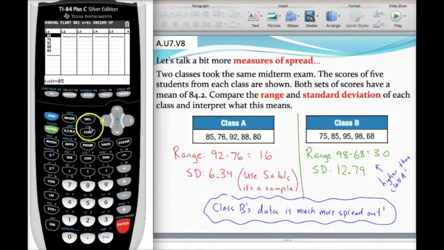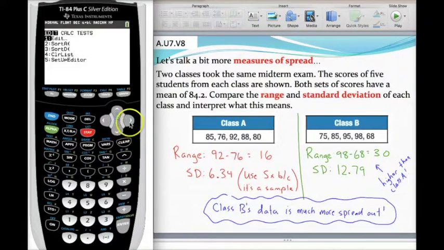You could find that by hand, but it's kind of a pain, and our calculator will do it for us. We looked at this in a previous video, but I'll show you one more time. Press Stat, go to Calc, and then select that first option, One-Variable Statistics. Go to Calculate, and you'll get a whole lot of data here to look at.